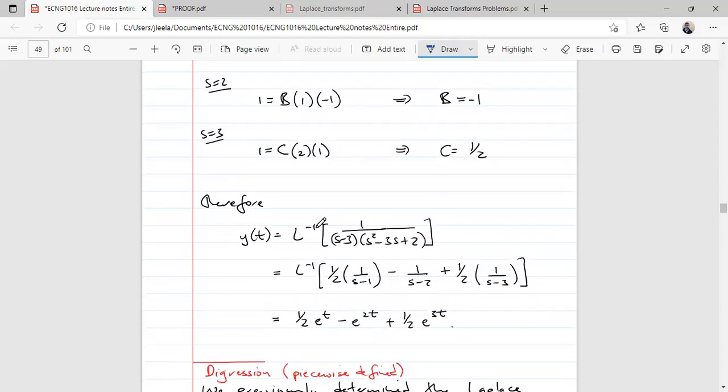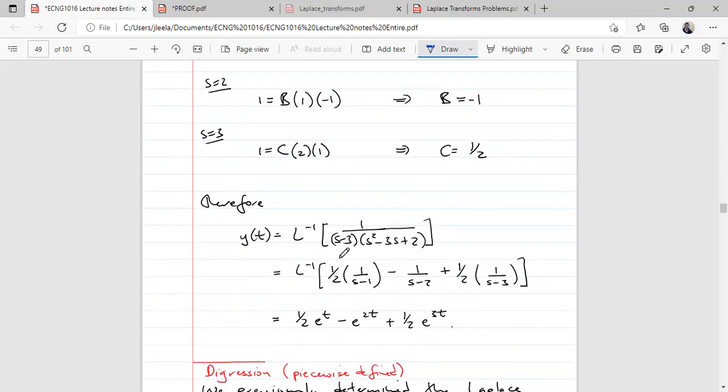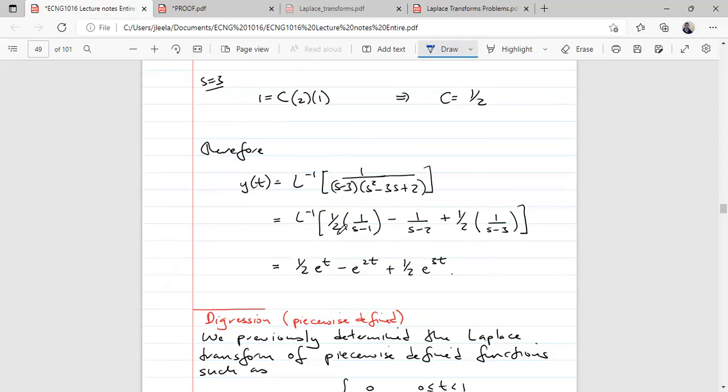So therefore, you'll have a half into 1 over s minus 1, because this is your a, minus b, which is minus 1. So 1 over s minus 2 plus c over s minus 3, which is a half into 1 over s minus 3. So the Laplace inverse of 1 over s minus 1 is e to the t. So a half by e to the t.